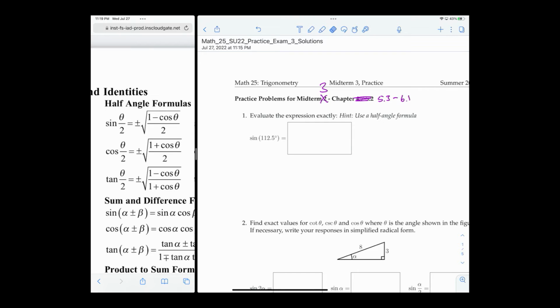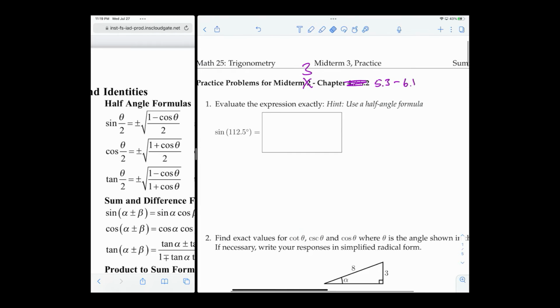Hello, everybody. So what we're going to be looking at today is the practice problems for midterm 3, which covers sections 5.3 up to 6.1 in your textbook. I forgot to change it in the PDF there. Your actual exam is only 5 questions long, multiple choice, so it should be pretty straightforward. I think we should just get right into it then.